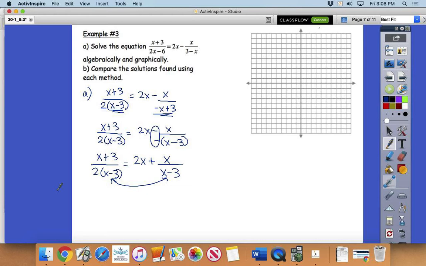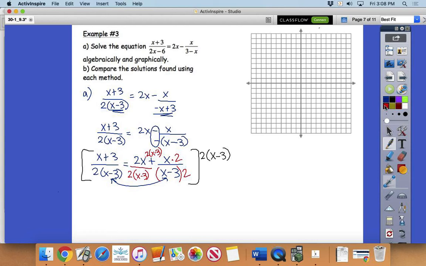So now I want to get common denominators. This guy is missing the 2, so I'm going to multiply the bottom and top by 2. This one is missing the 2 and the x minus 3, so multiply the top and bottom. And the step that we do next is we multiply the entire equation by the common denominator, which is 2 and x minus 3.